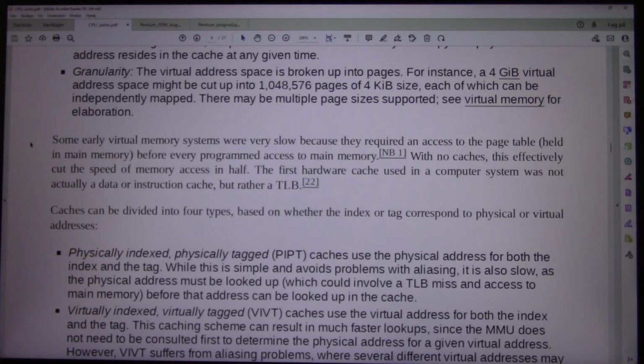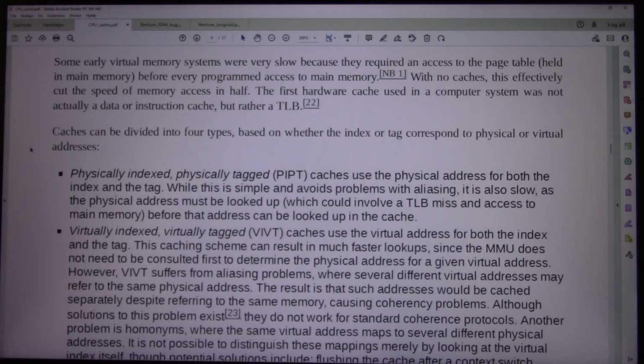Some early virtual memory systems were very slow because they required an access to the page table, held in main memory, before every programmed access to main memory, with no caches. This effectively cut the speed of memory access in half. The first hardware cache used in a computer system was not actually a data or instruction cache, but rather a TLB.